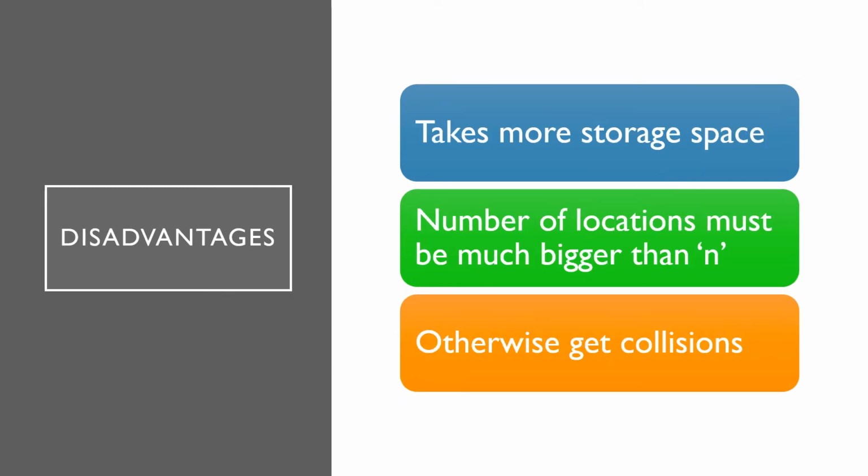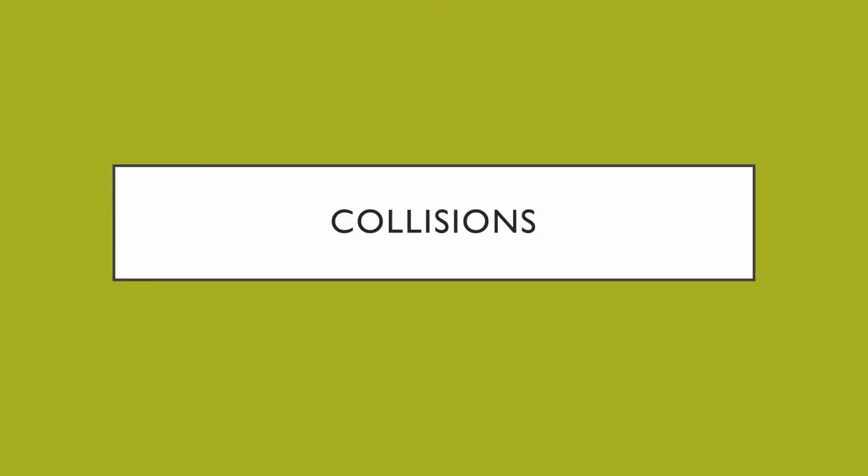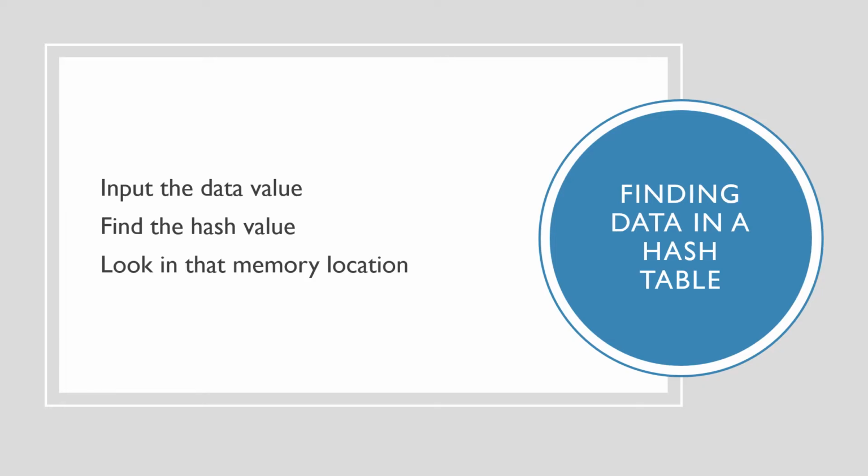But of course there are disadvantages, and we've discussed this. The hash table must have rather a lot more storage locations than there are data values. Otherwise we get collisions. So let's look now at the problem of collisions. Collisions occur when two data values result in the same hash value. Remember that data values are stored at a location generated by the hashing algorithm.